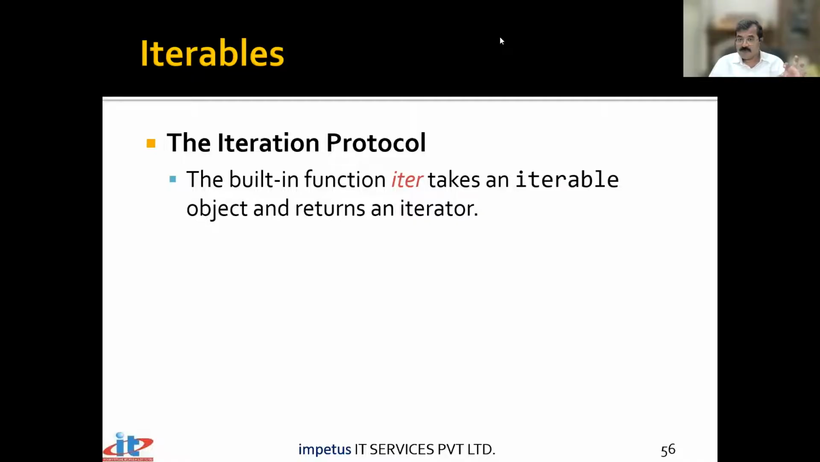Can somebody put in simple words what you understood by the term iterable and iterator?